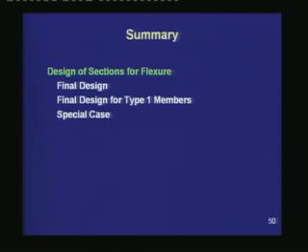First, we reviewed the preliminary design, and we found that after preliminary design, we have a trial section and the self weight of the member, from which we calculate the total moment. We also have an estimate of the lever arm, from which we calculate the effective prestress and the area of the prestressing steel. After the preliminary design, we move on to the final design.